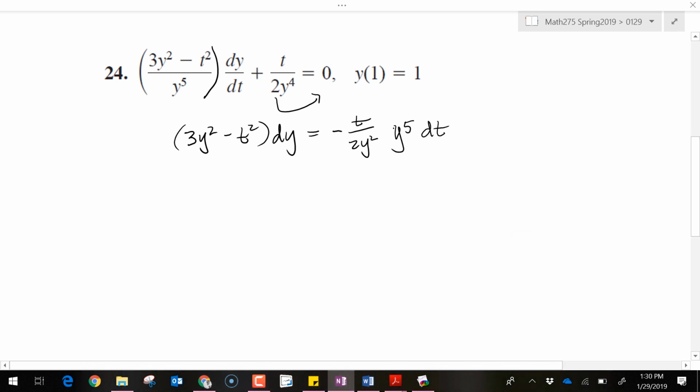So cancel some stuff. The 4th? Okay, so we got one y left up on top, so that's just 1/2 yt dt. And let's bring that over to the other side. So this is 3y squared minus t squared dy is equal to, oops, plus 1/2 yt dt.